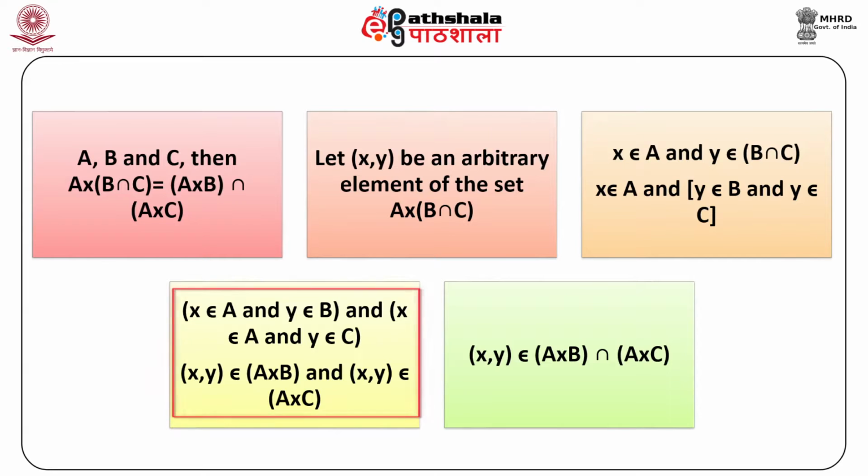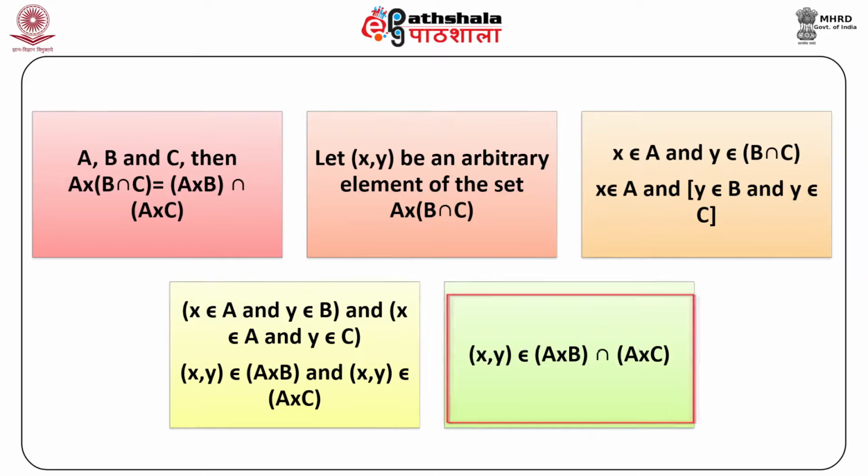That is, x belongs to A and y belongs to B, and x belongs to A and y belongs to C. This may be written as the ordered pair (x, y) belonging to A cross B and the ordered pair (x, y) belonging to A cross C. Therefore, (x, y) belongs to the product of A and B intersection the product of A and C.